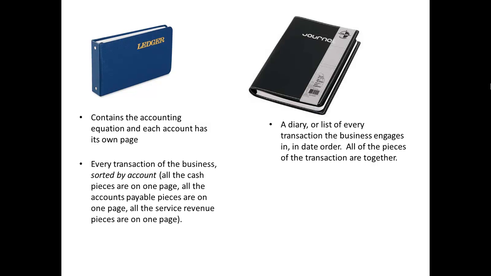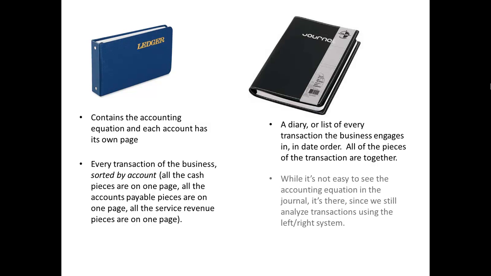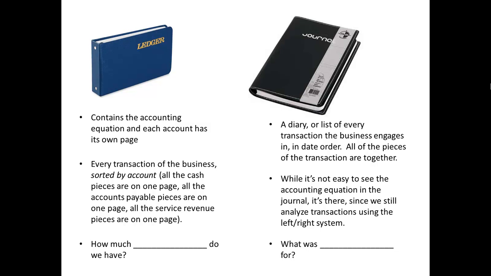In the ledger, the data is sorted by account and by date. In the journal, the data is sorted by transaction and by date. The ledger is best for answering questions that start with how much, like how much cash do we have? The journal is best for answering questions that start with what was that, like what was that $4,000 payment for? So we need both binders.